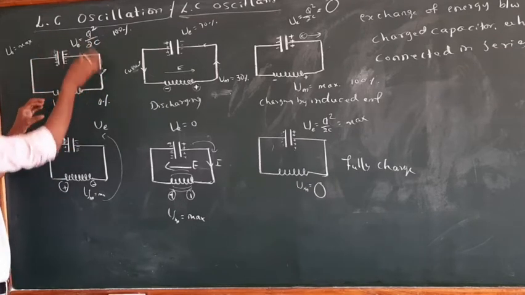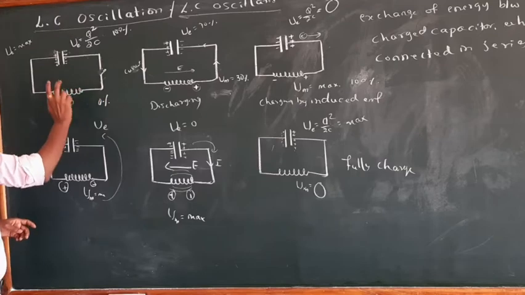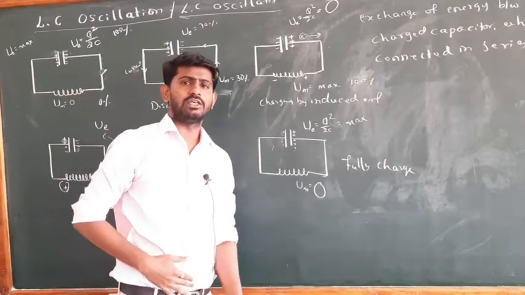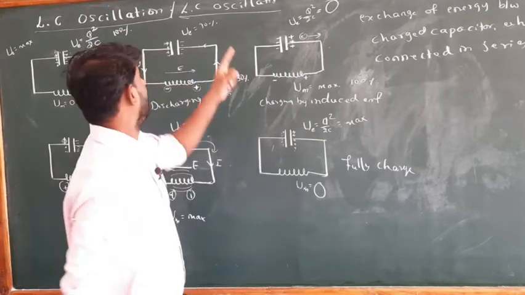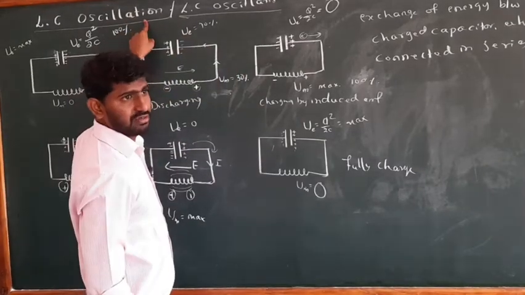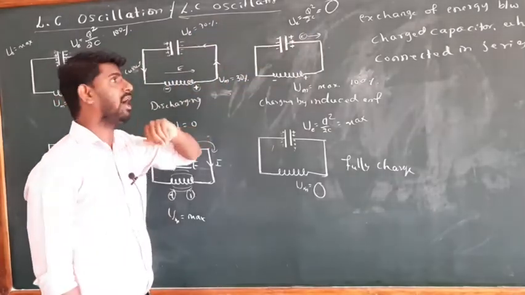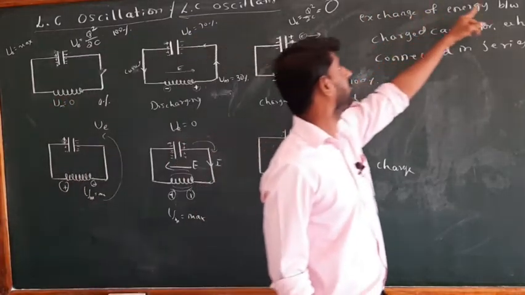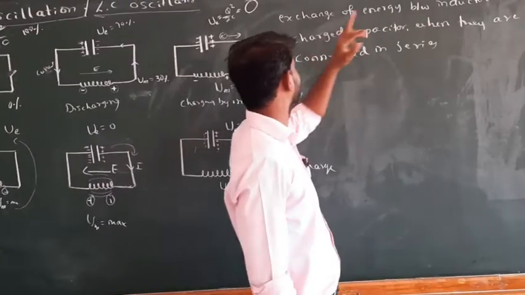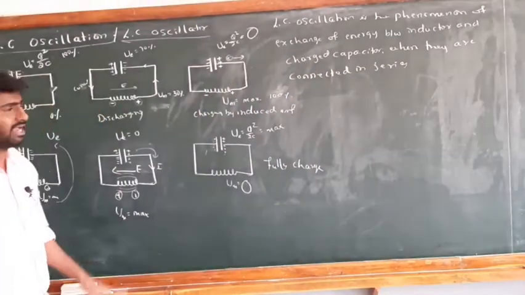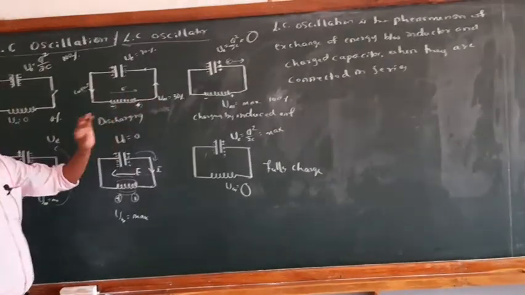So like this there will be an exchange of energy between inductor and capacitor continuously. This phenomenon is called the LC oscillation, and that experimental setup is called an LC oscillator. How to define LC oscillation: it is a phenomenon of exchange of energy between an inductor and a charged capacitor when they are connected in series, and this is the concept.